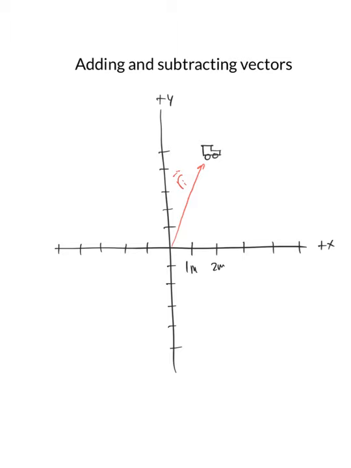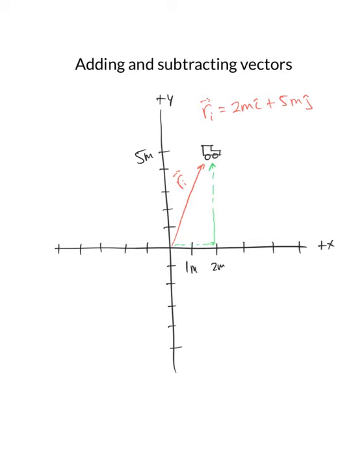That is, to get to the truck, you would have to travel 2 meters in the x direction and 5 meters in the y direction. This means that we could write the vector r sub I mathematically as 2 meters I hat plus 5 meters j hat.